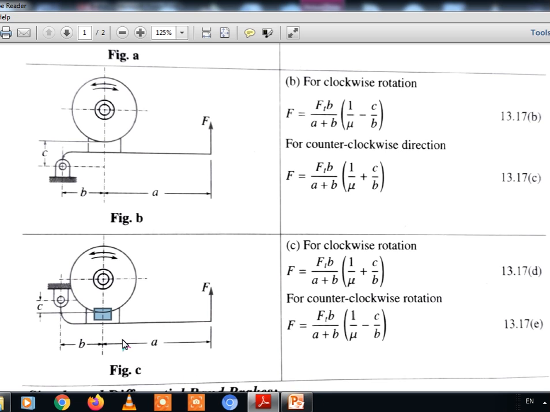And then A and B are the respective distances from the axis of the drum to the normal force applied. And B is the distance from the axis of the drum vertically to the fulcrum axis. You can see there. So A and B should be noted down.